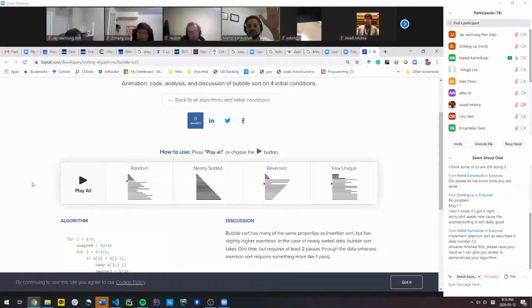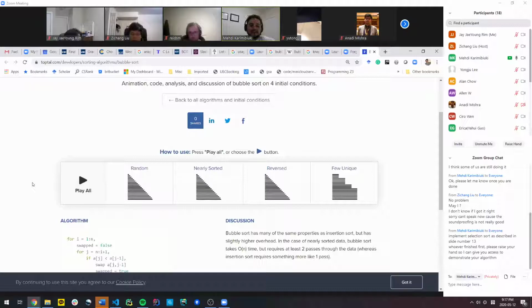See, nearly sorted did it first. So random will do it next, the first one. Few unique does it third, and then reversed does it last. So reversed is actually the worst case, and the worst case in our case is n squared. Okay, so if you have 10 inputs, it takes 100, whatever the units of time it takes.